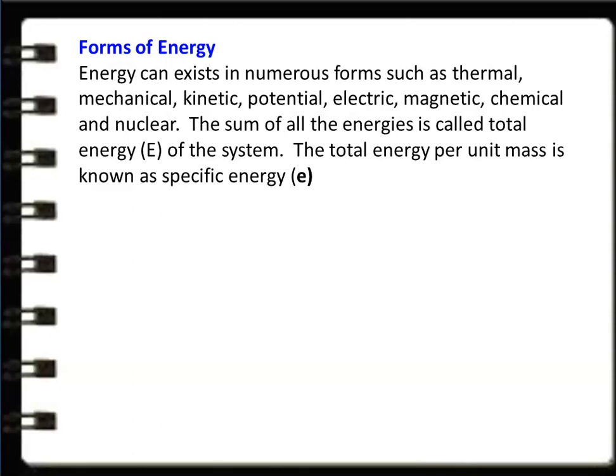And to the point of thermodynamics, for a system, the sum of all the energies is called the total energy of the system. So a system may contain thermal energy, mechanical energy, kinetic energy, potential energy, electrical energy, magnetic energy, chemical energy, nuclear energy. The sum of all the energy of the system is called the total energy of the system. And the total energy per unit mass is called specific energy. So lowercase letter e is specific energy, uppercase letter E is the total energy of the system. So small e equals total energy divided by the mass, which is joules per kilogram.